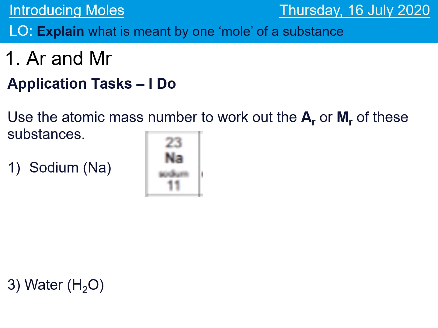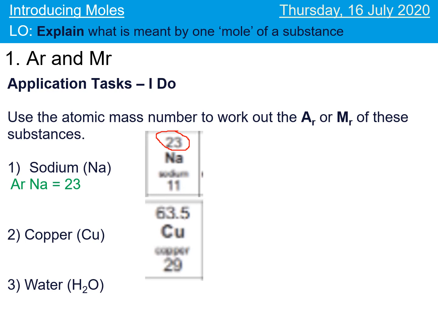Firstly, we're going to use the atomic mass number to work out the AR or MR of these substances below. This is the atomic mass number for sodium. Therefore, the AR of sodium is 23. Copper will also have an atomic mass. This is the atomic mass for copper. It is the larger number of the 2 on the periodic table for each element. Therefore, the AR of copper is 63.5.